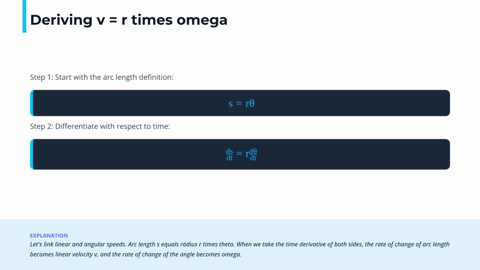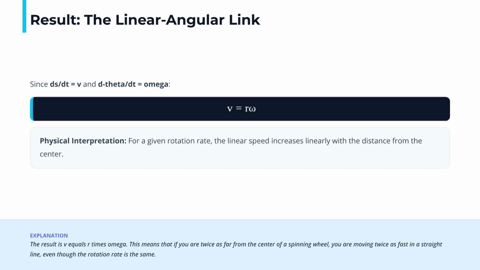Let's link linear and angular speeds. Arc length s equals radius r times theta. Taking the time derivative of both sides shows the rate of change of arc length is linear velocity v, and the rate of change of the angle is omega. The result is v equals r times omega. This means linear speed increases linearly with the distance from the center for a given rotation rate.